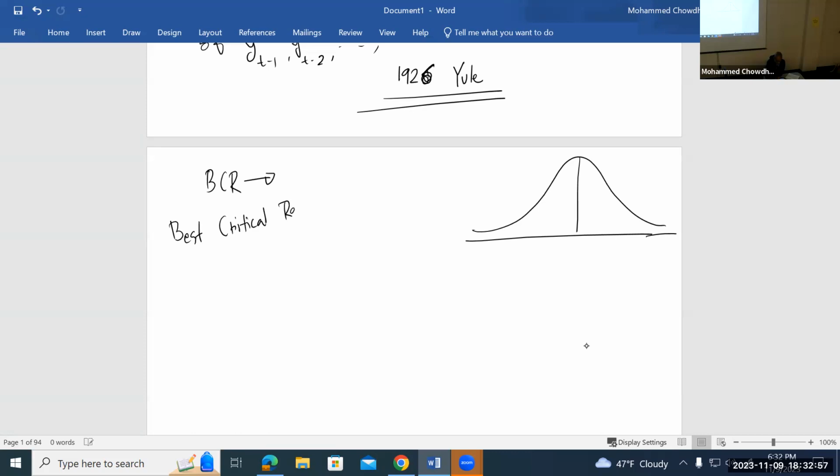Do you know this? Best critical reason, what does this mean? It's a test of hypothesis question, right? Best critical reason. So the hypothesis that we want to test for possible rejection under the assumption that it is true. So it is Neyman.